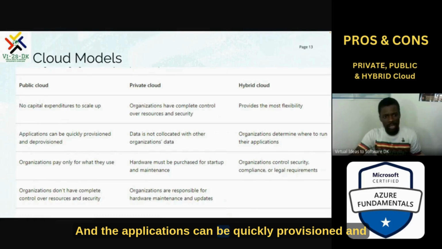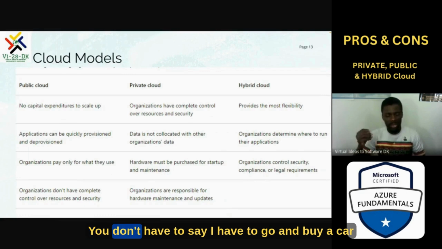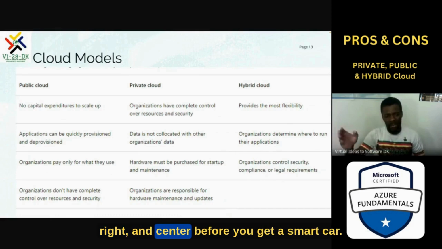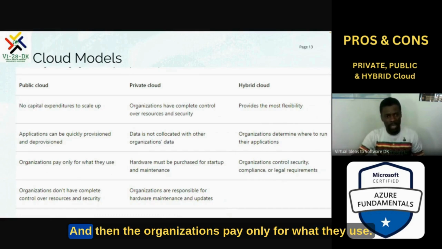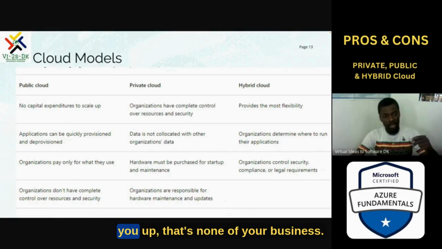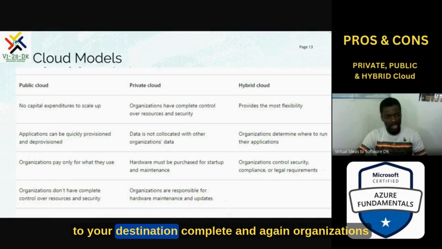And your applications can be quickly provisioned and deprovisioned. If you want to order an Uber, you order it right away. It comes to you, you don't have to go and buy a car, or rent, and bid on prices left, right, and center before you get the personal car. And the organizations pay only for what they use. If the Uber guy decides to drive all around before they come and pick you up, that's none of your business. You're only paying for your departure to your destination completed.